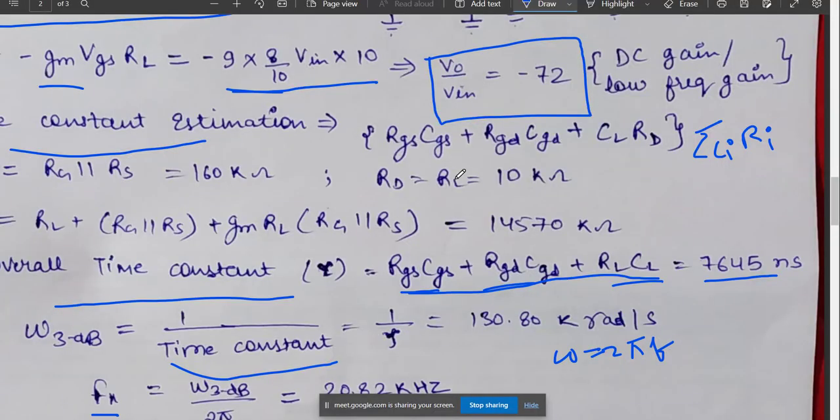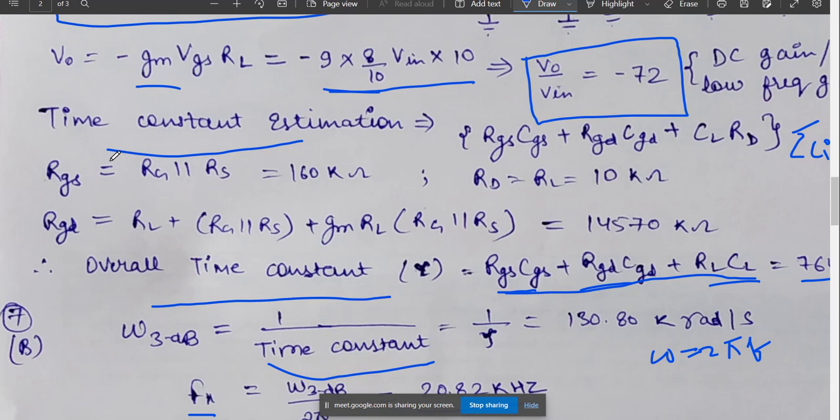So you have already solved, right? See, RGS, these are the formula. Now find out RL.